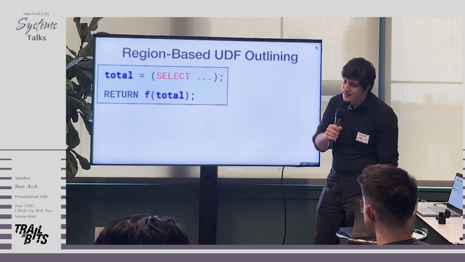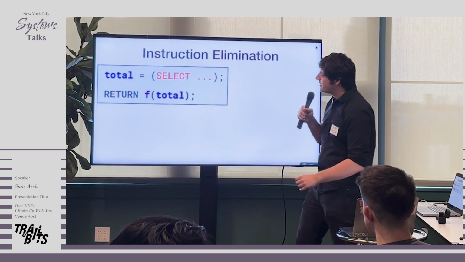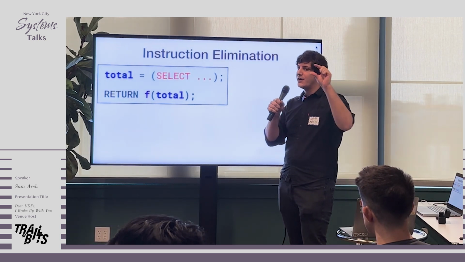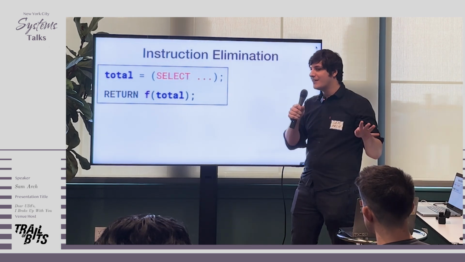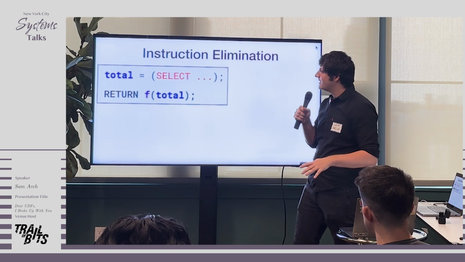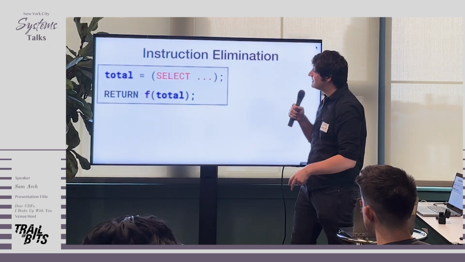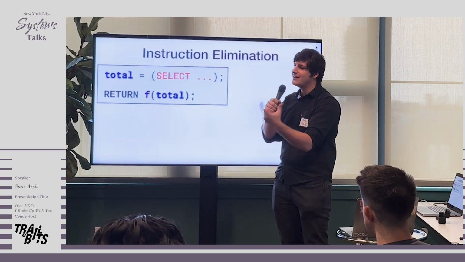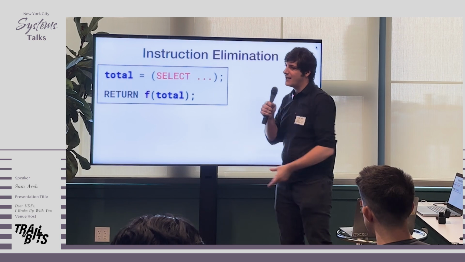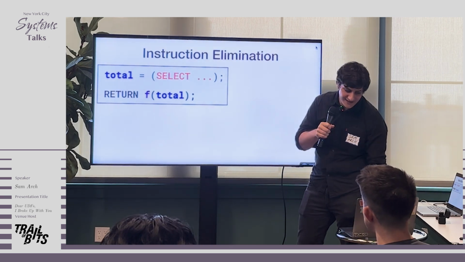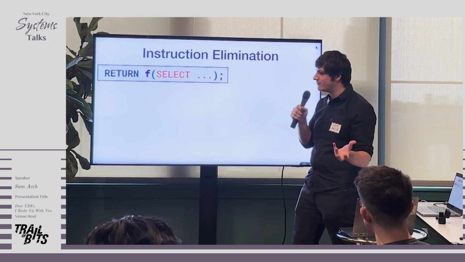So the next optimization is this, instruction elimination. Why do we need another optimization? Well, recall that with inlining, what happens is you translate all of the statements individually, and then you stick lateral joins between them. But we want to get rid of the lateral joins. So the way that we do that is we want to eliminate as many lines of code or statements as we can. So instead of assigning into this total variable and then immediately passing the total variable into this function, we can just directly put this select statement inside the function call. And that's exactly what instruction elimination does. So now we're just left with a single return statement.